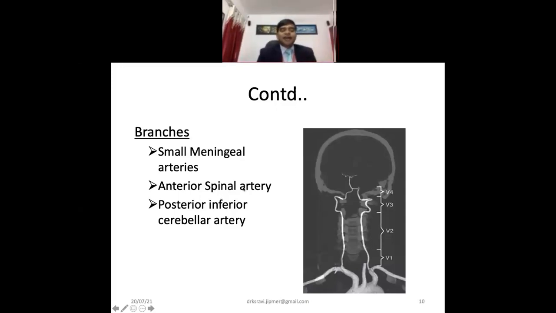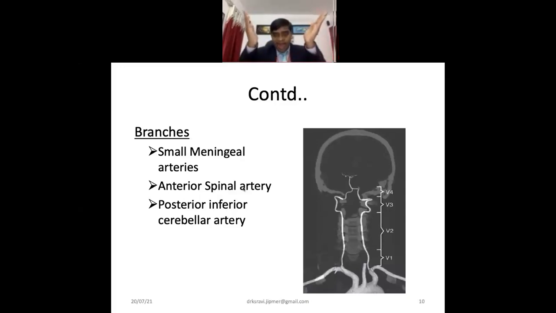another branch we call the posterior spinal artery. This posterior spinal artery arises from the vertebral artery, and sometimes it may arise from the posterior inferior cerebellar artery. It passes downwards on the posterior surface of the spinal cord. I wanted to say over here that the anterior spinal artery is one in number, whereas the posterior spinal artery will be two in number.